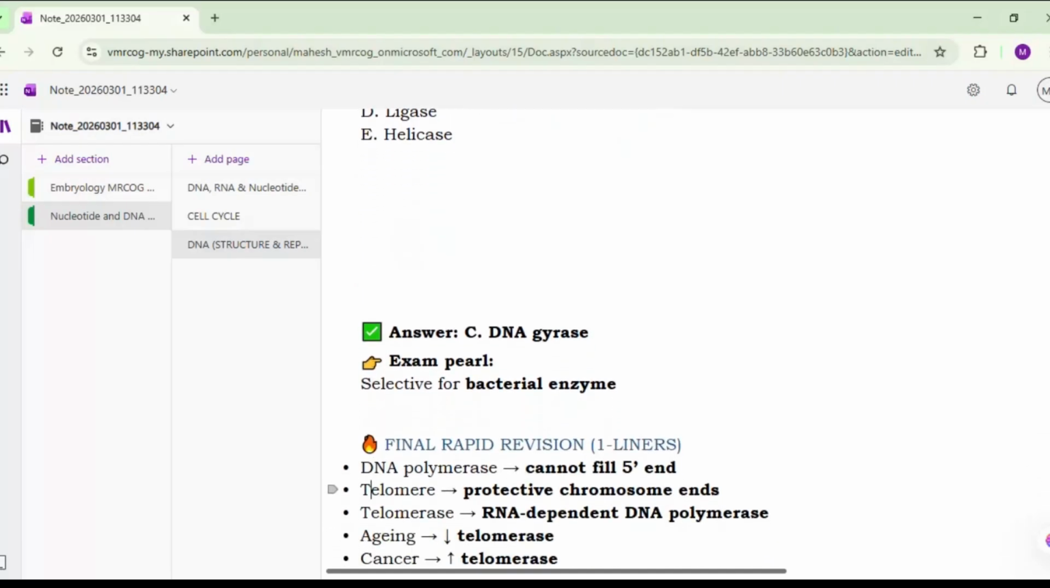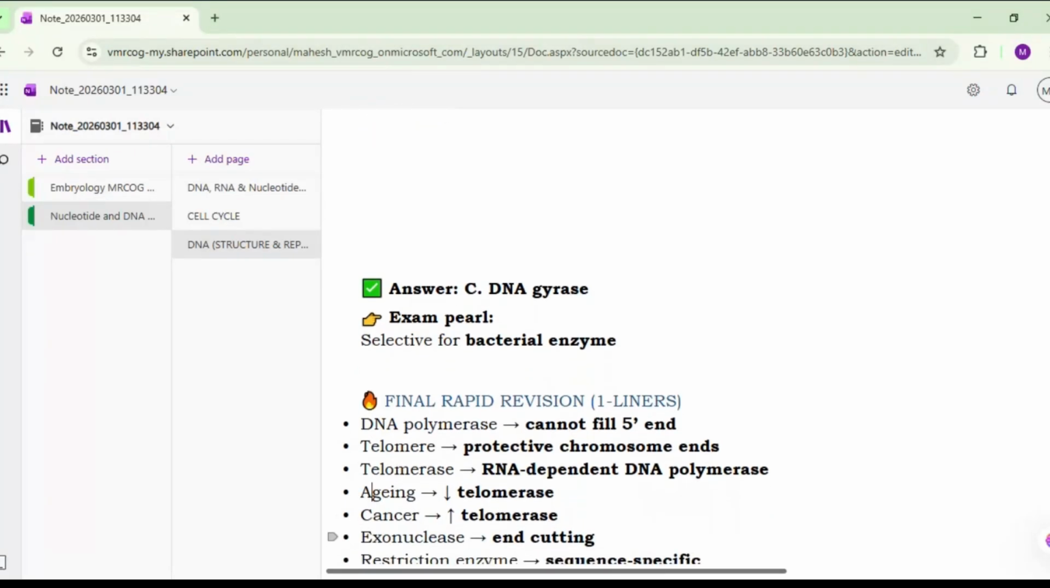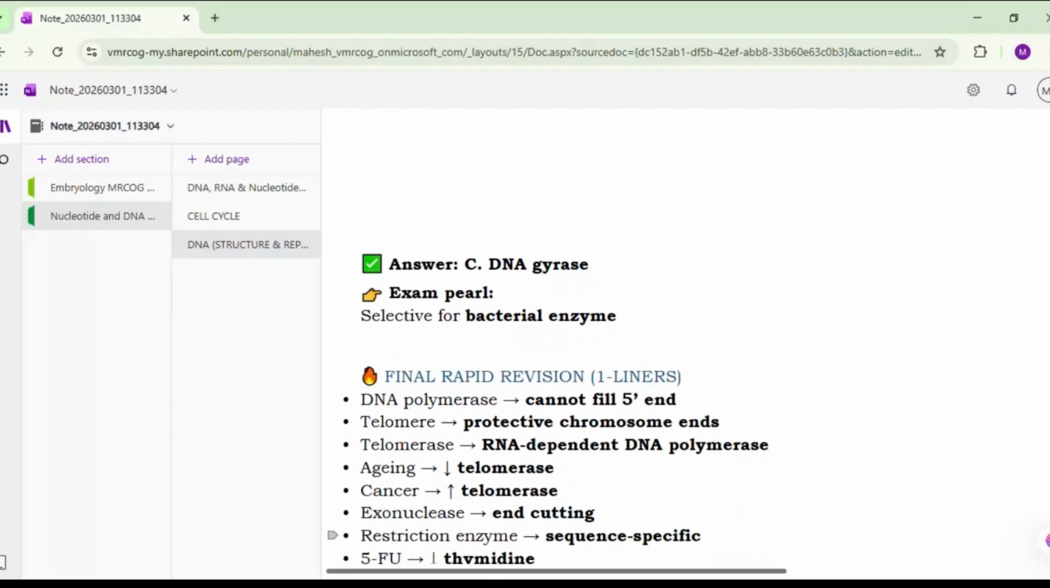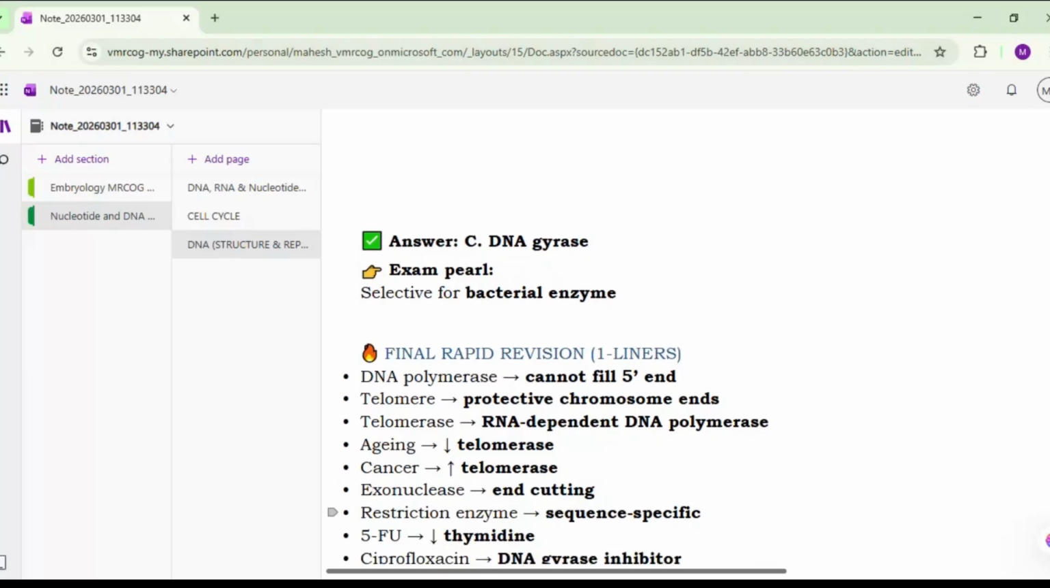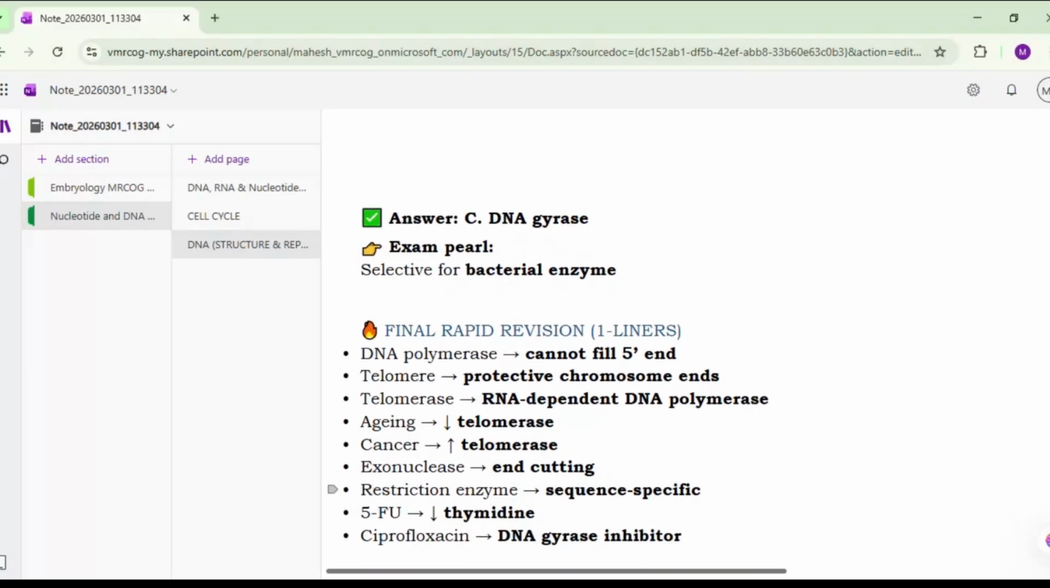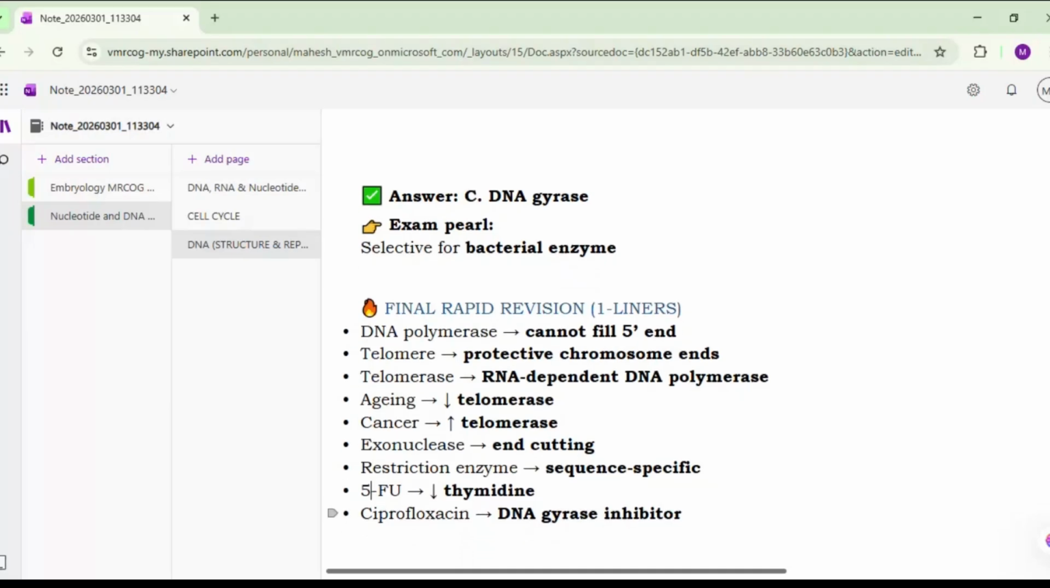So DNA polymerase cannot fill the 5' end. Telomere is protective for chromosome ends. Telomerase is an RNA-dependent DNA polymerase. Aging is because of decreased telomerase activity. Cancer is because of increased telomerase activity. Exonucleases will cut the ends. Restriction enzymes are sequence specific. Then 5-fluorouracil will lead to a decrease in thymidine, and ciprofloxacin will act on the DNA gyrase and inhibit it. So this finishes the DNA structure. Okay, thank you.